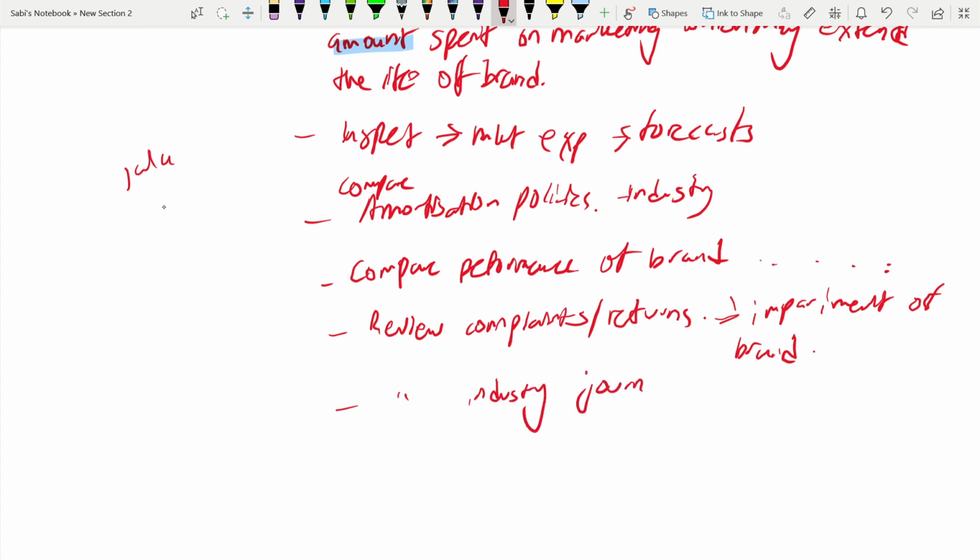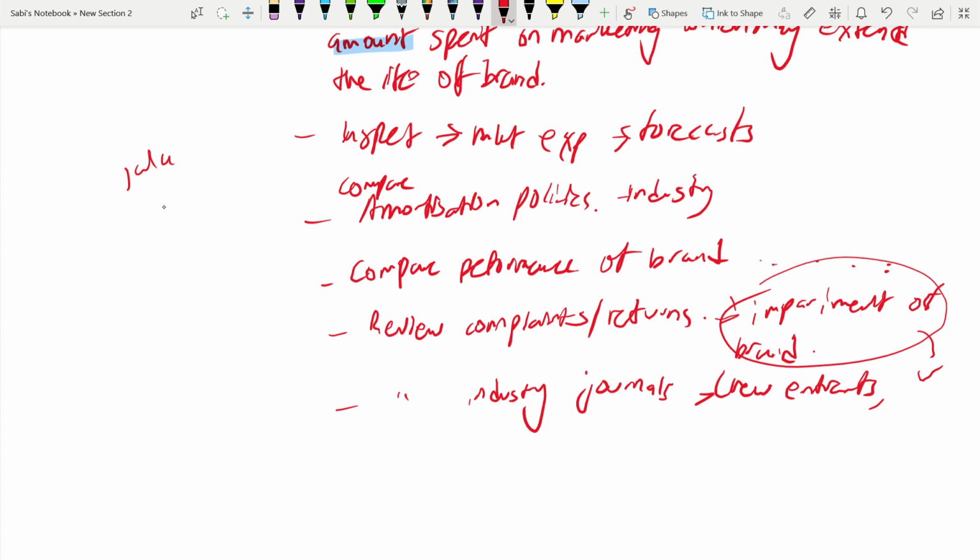Every industry has some journals. Okay, this is a brand. So review that industry journal. Why? To identify new entrants. There could be a risk of new entrants or substitutes. If there is a risk of new entrants or substitute products, remember, again, it's a brand impairment.